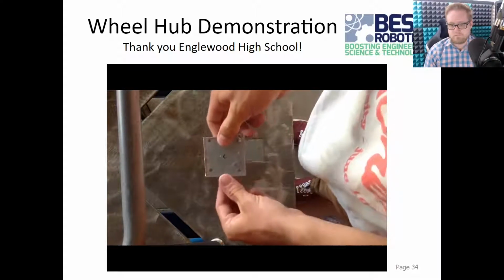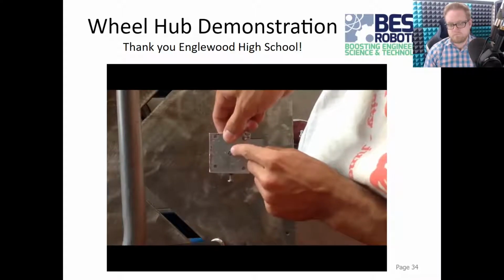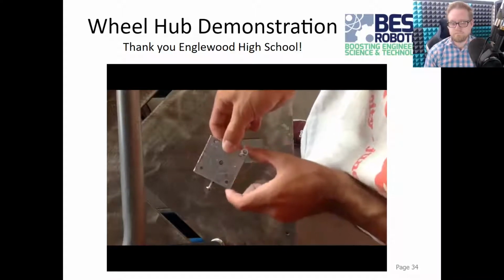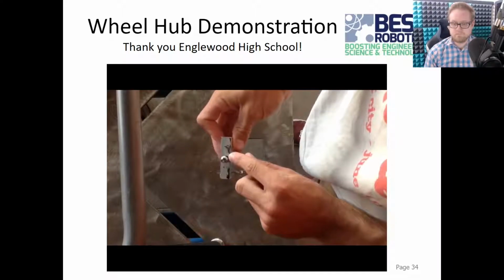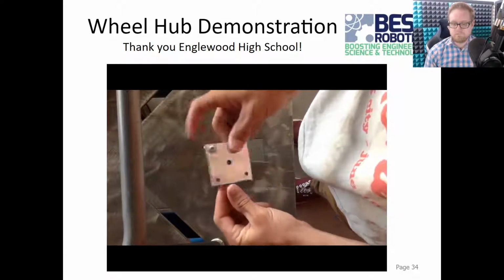This is a robotic hub. This is what we're going to be making today. There's a hole in the center. There's also 4 holes on each corner. It's 2 by 2, and you have a hole up top. It's pretty simple.